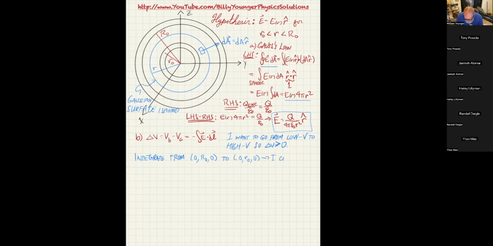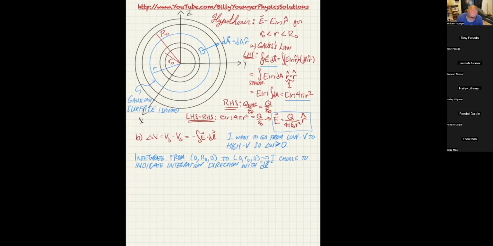I choose to indicate integration direction with dl. Now, what that means is my dl will point in the correct direction, but my range of integration is just going to be from low coordinate to high coordinate.